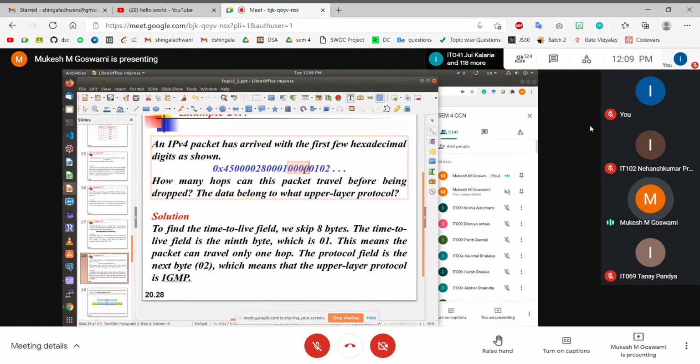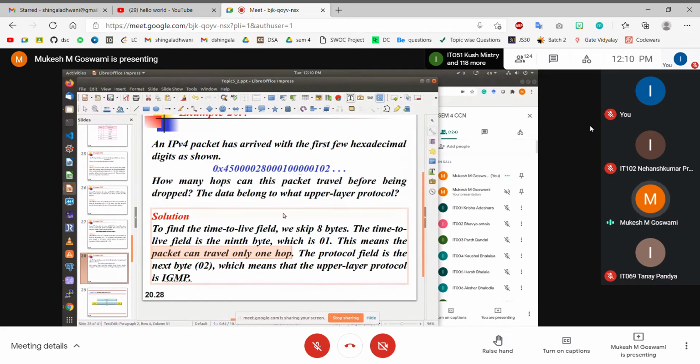And then after this, the next 8 bits are the time to live field. So this 8-bit value is 0, 1. So 0, 1 is the value of your TTL field. That is the 8-bit value for the TTL field. So 0, 1 indicates that this particular packet can only travel up to 1 hop. The time to live field is the 9th byte, this one 0, 1, and this means that the packet can travel only up to 1 hop.